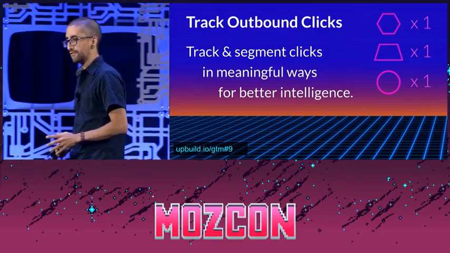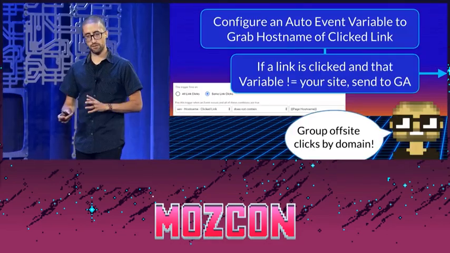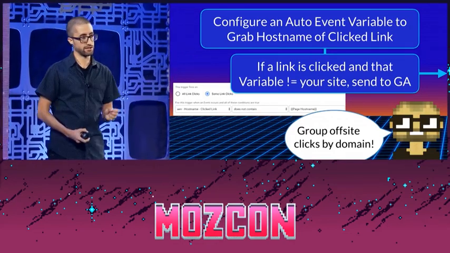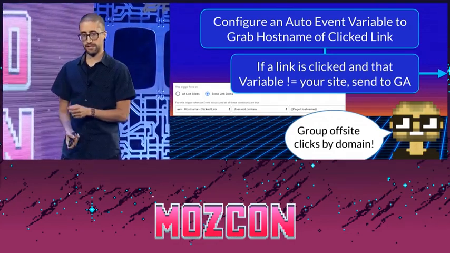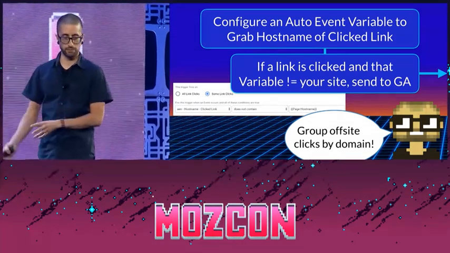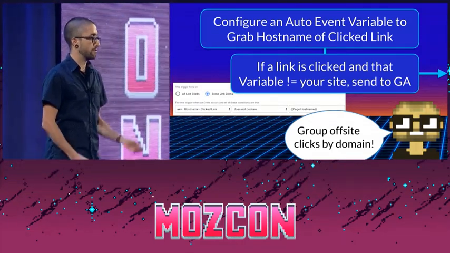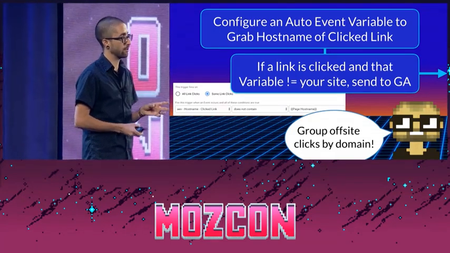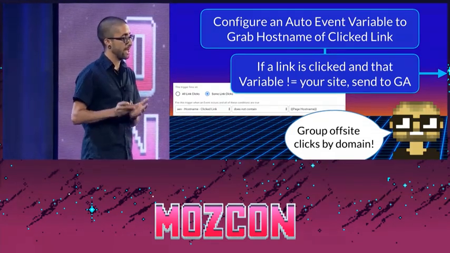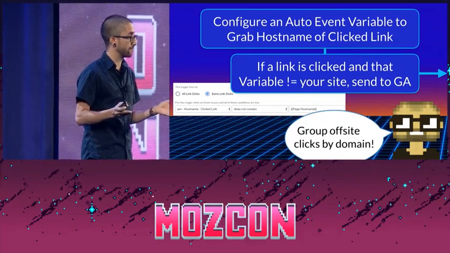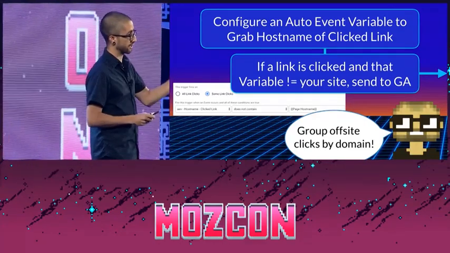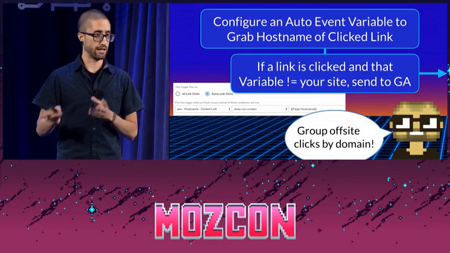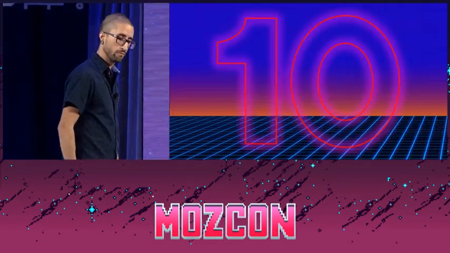But what you would love to be able to see is what sites in general are people most attracted to. So you want to see how many people left our site to go to Moz, how many people left our site to go to Wikipedia, how many people went to a page on Google's Help Center. So what you can do is configure another auto event variable to grab the host name whenever somebody clicks a link. And if that host name, basically the domain name, doesn't match the site they're currently on, meaning it's not your site, you send that to Google Analytics, classified as an external click.